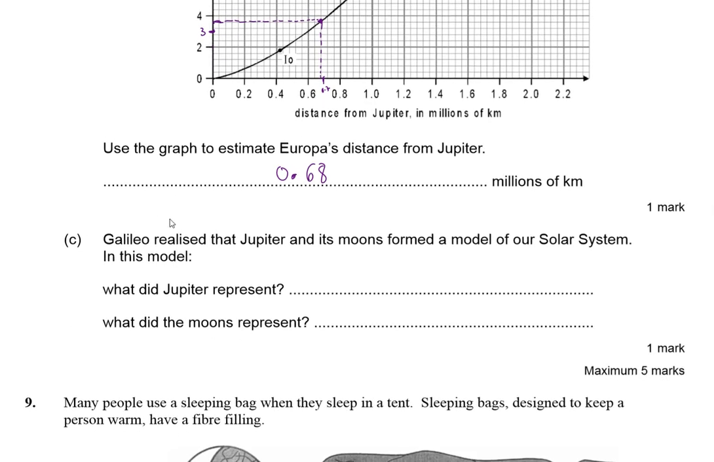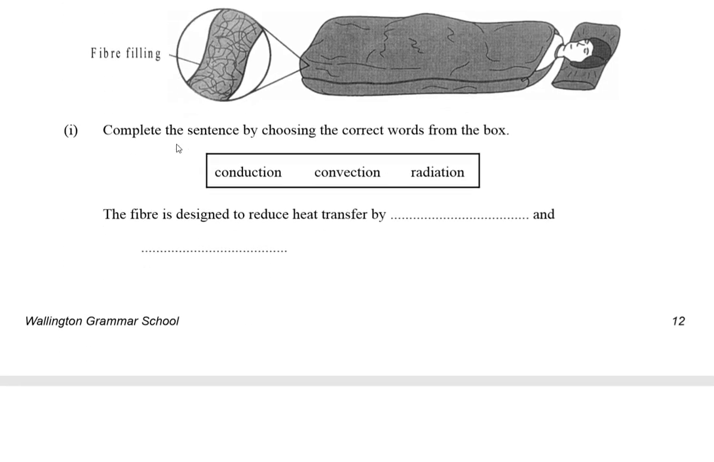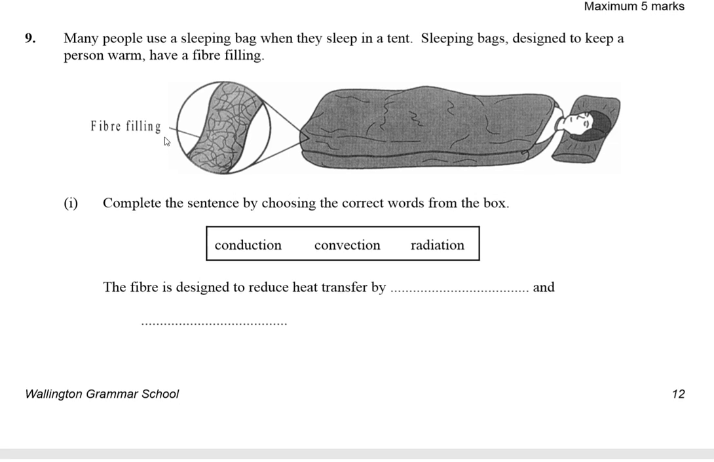Now, Jupiter, you realize that Jupiter is a model of our solar system. So Jupiter represents what? The sun. The moon represents the planets. Nice one. Now this one here, what does it do? It prevents. Now, look at this. There are two things it prevents, yeah? It prevents conduction and convection.